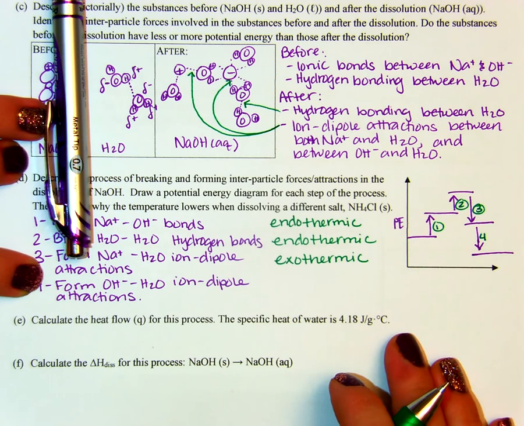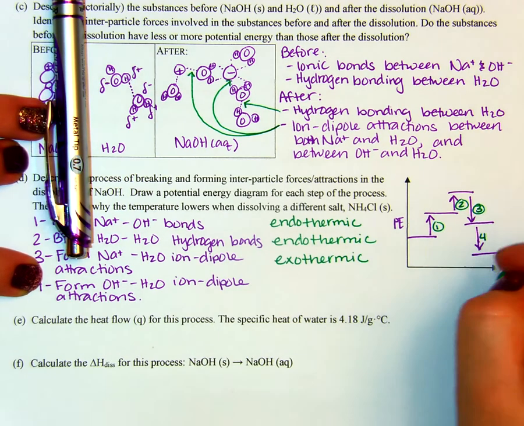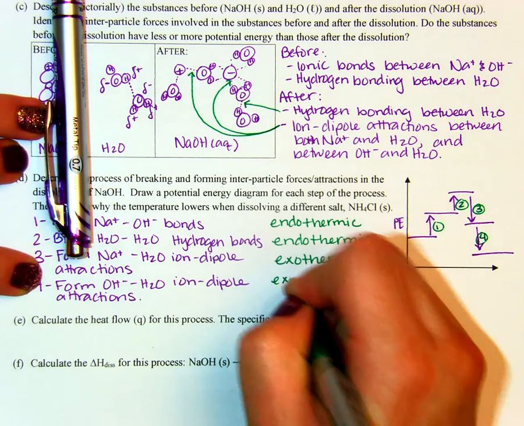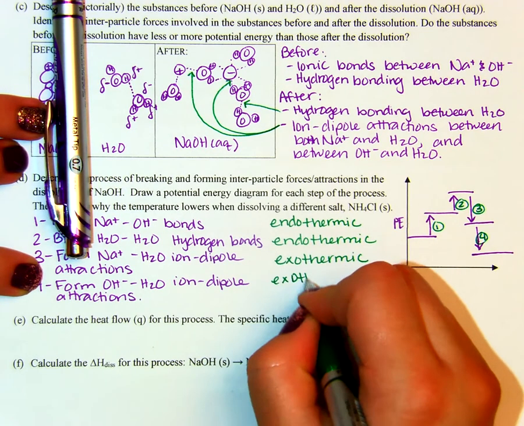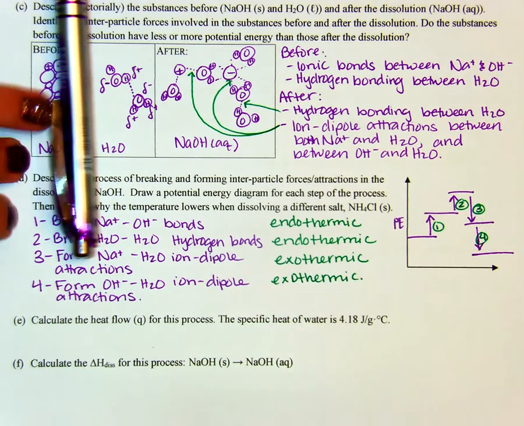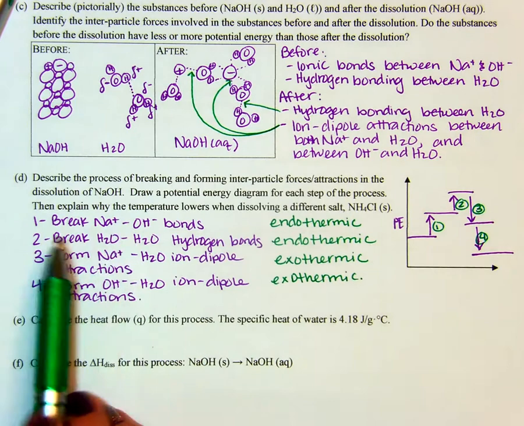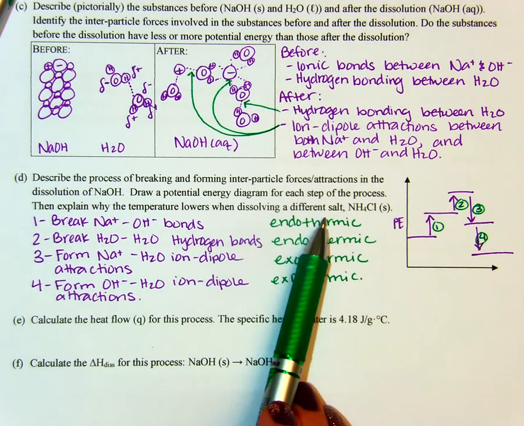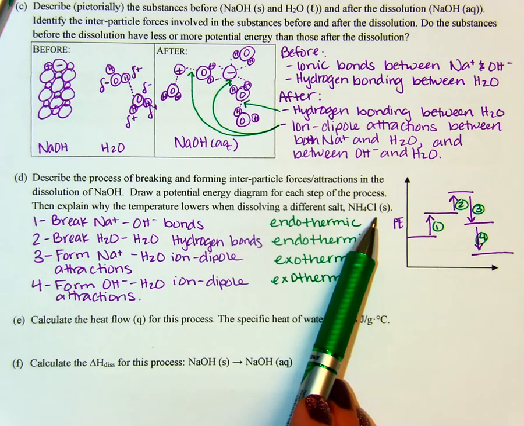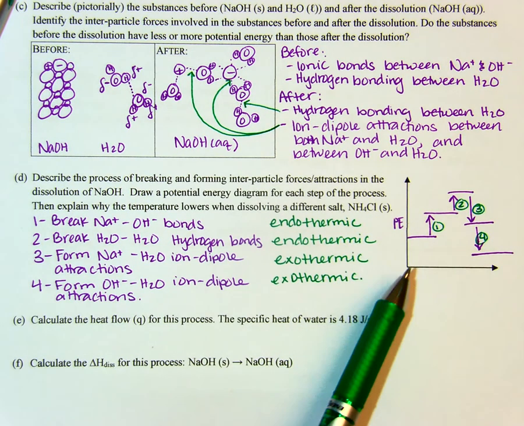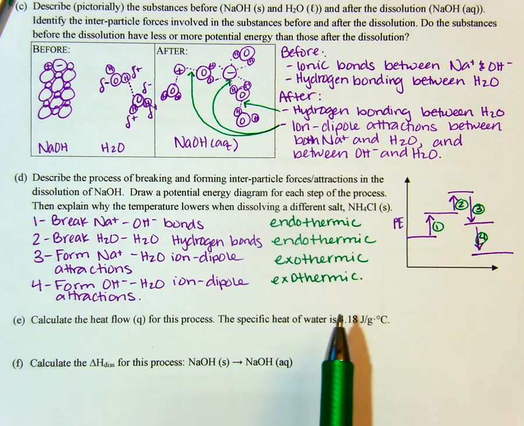So this is endothermic, so it's taking in energy. This one over here I forgot to label. This one should be exothermic. Okay, so the last part of this question says, explain why the temperature lowers when dissolving a different salt, ammonium chloride. Well, dissolving ammonium chloride is endothermic, and that's due to stronger ionic bonds or weaker ion dipole attractions, one of the two. If the ionic bonds are stronger or the ion dipole attractions are weaker, then you're going to have a different outcome. Then you're going to have an endothermic reaction.